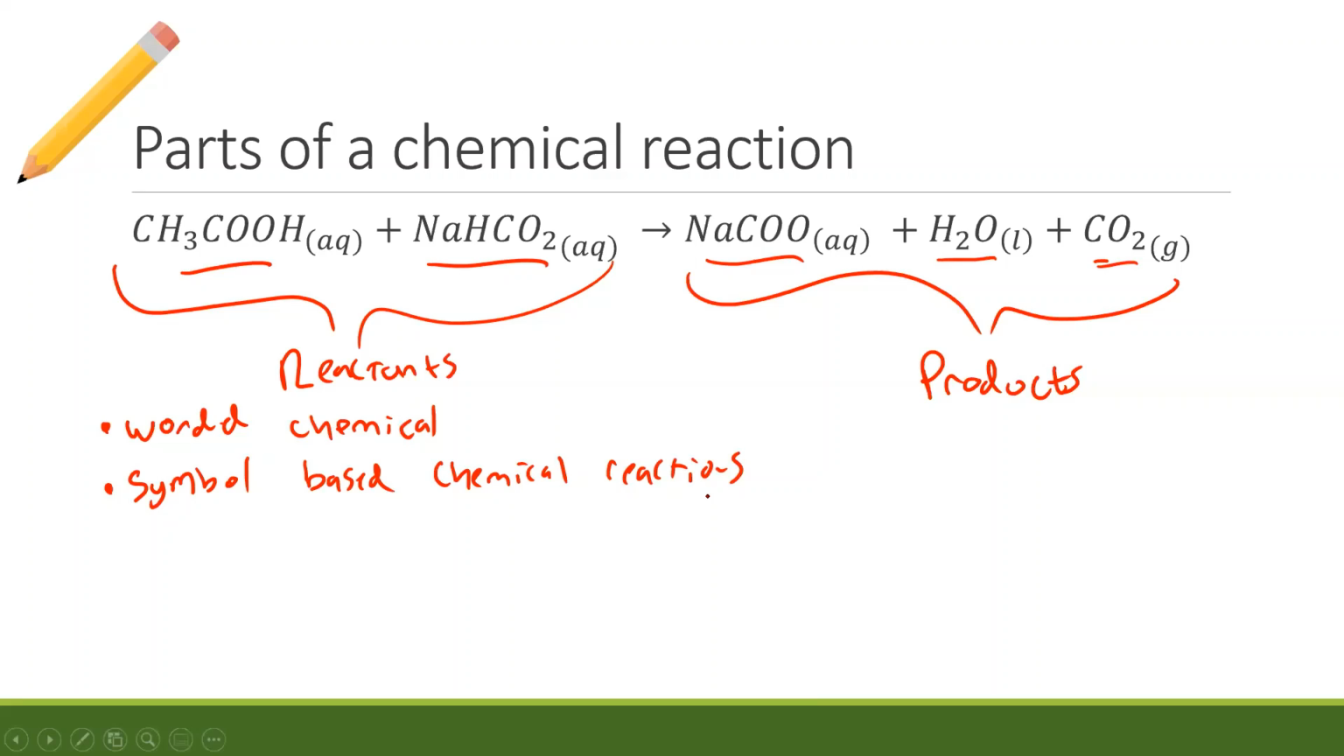Okay, so we're looking at whether a reaction is word-based or symbol-based. In this case, this is symbols-based because we've got a bunch of symbols. Now, if we counted up each of the atoms on the left, they should equal each of the atoms on the right. Let's quickly do this for a couple of them. There is one atom of sodium here. Guess what? There is one atom of sodium here.